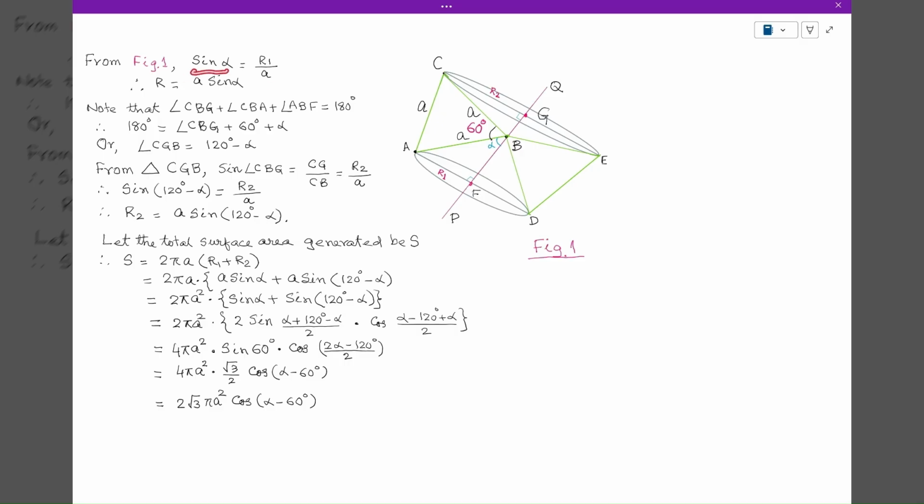Sin alpha is equal to r1 by a. Look at the figure. This is angle alpha. This triangle is a right triangle because this angle here is 90 degrees. So, sine of this angle alpha is equal to this divided by the hypotenuse, which is r1 by a. Hence, r1 is equal to a sin alpha.